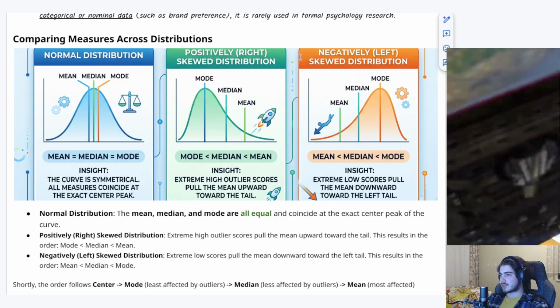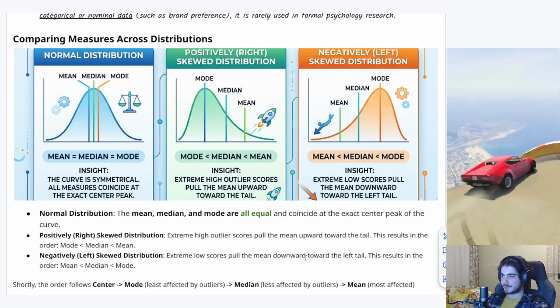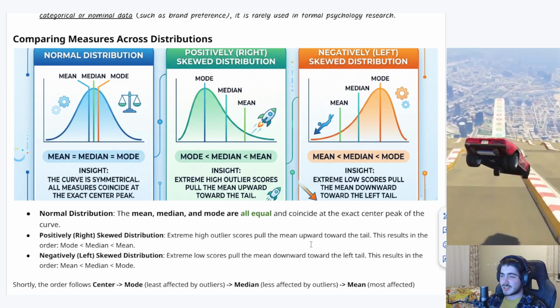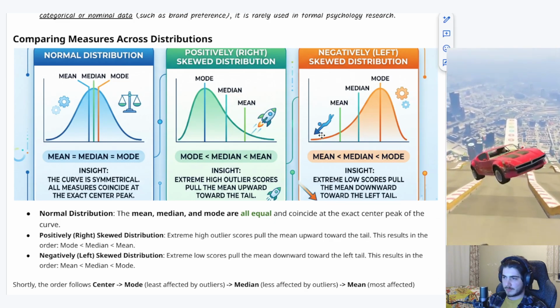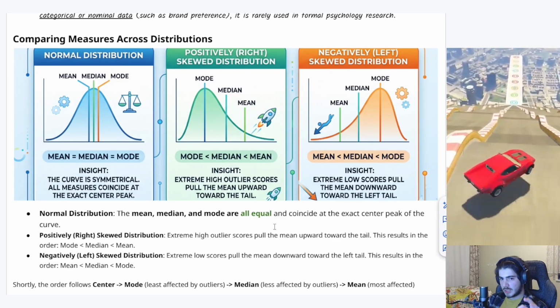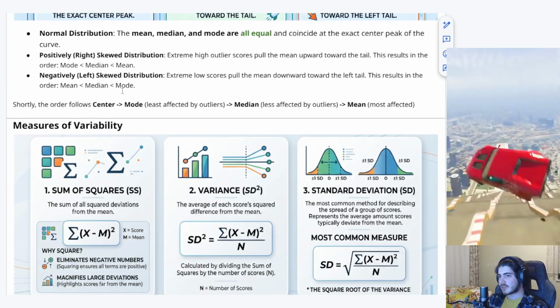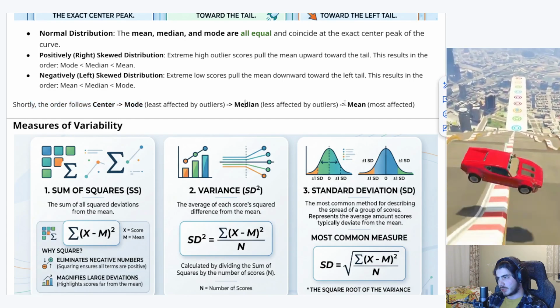And if it's to the left, it goes mode, median, mean again. So what you need to look at is where the peak is, and from where the peak starts, you go mode, median, mean. Just know that mean is closest to the most extreme one. As stated here, center, mode, median, mean.